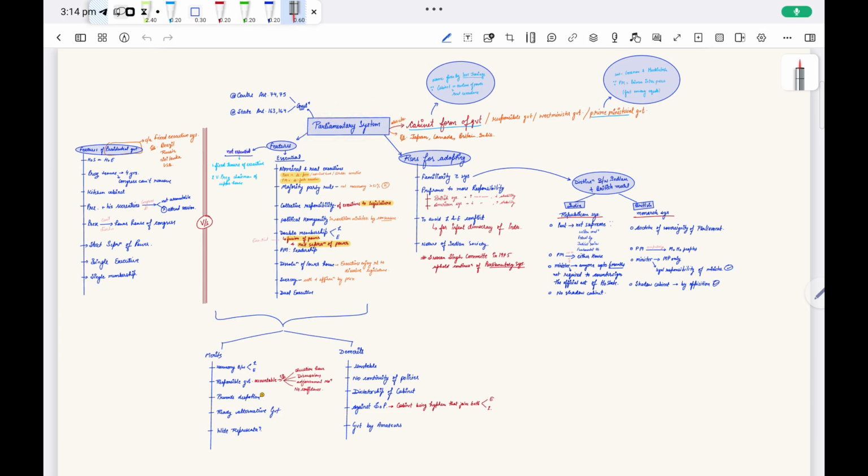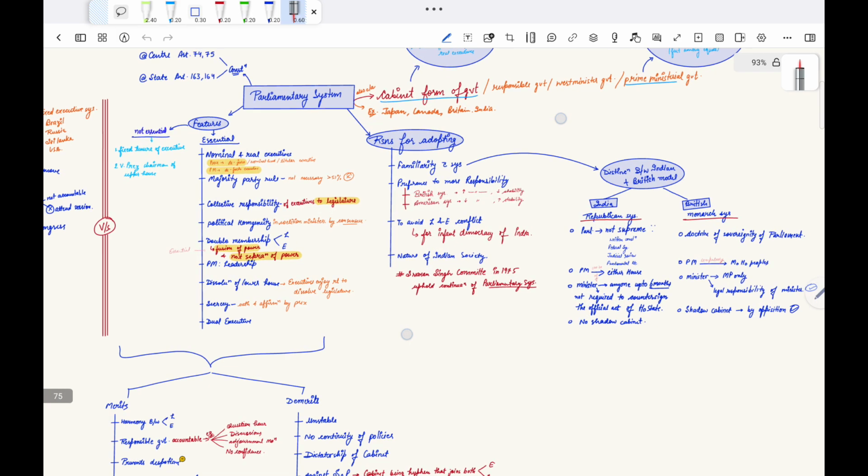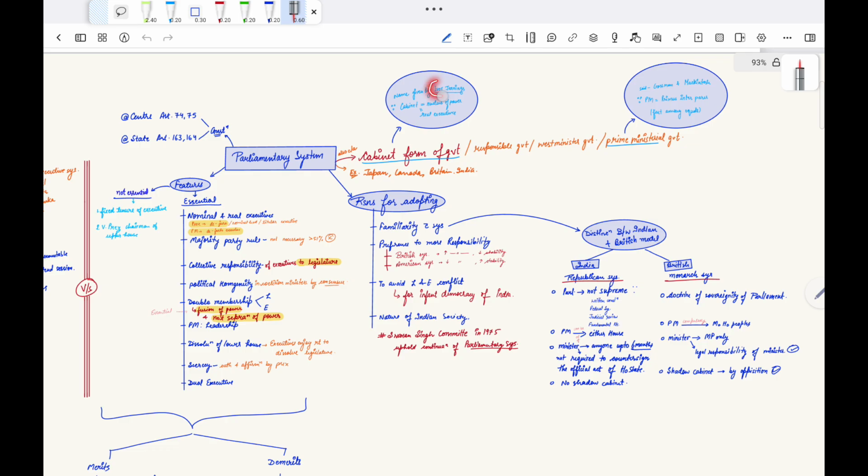Parliamentary system. The parliamentary system is given in the Constitution under Articles 74 and 75 for the centre, and for the state it is given under Articles 163 and 164. The parliamentary system is also called the cabinet form of government. Why cabinet? This name is given by Ivor Jennings because cabinet is the nuclear power. Cabinet is the real executive.